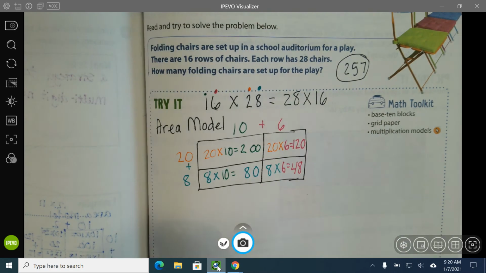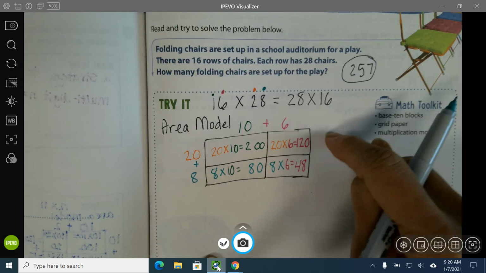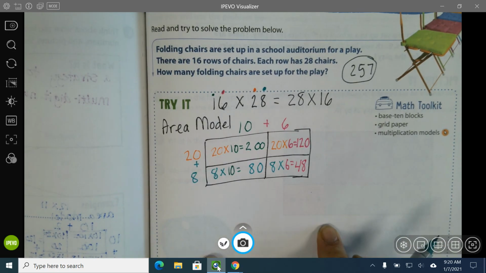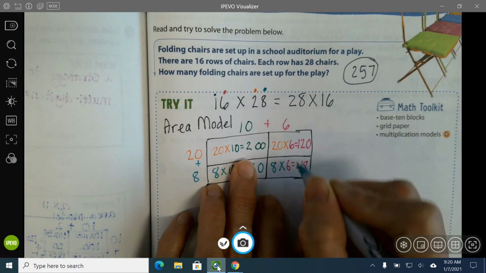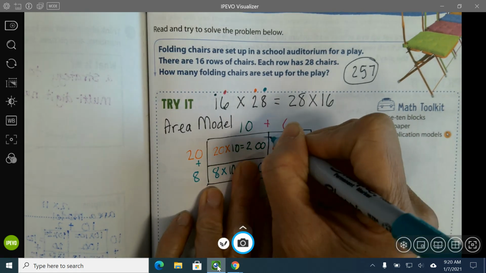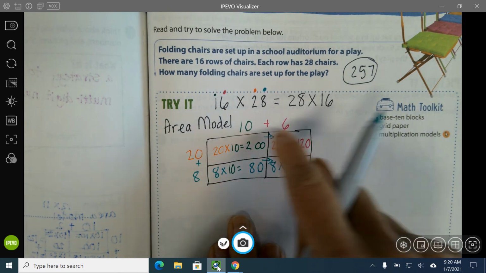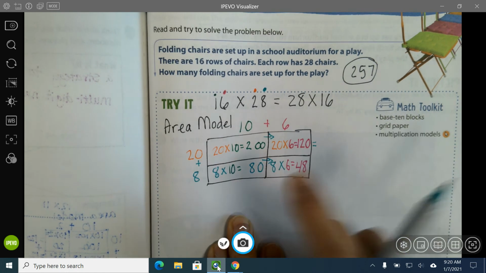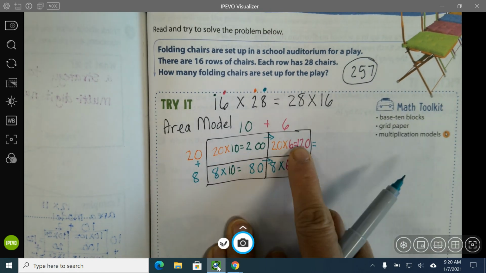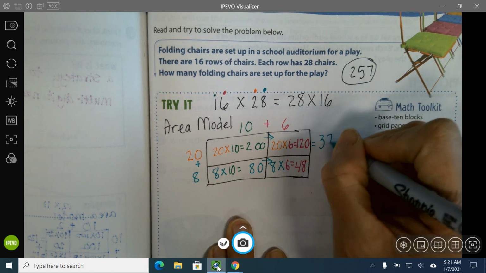All right, so now I have all these answers. I can add across or I can add down. For this one, I'm going to add across, because you have to find the sum of all these 4 boxes. So if I am adding across, this is 200 plus 120. That gives me 320.